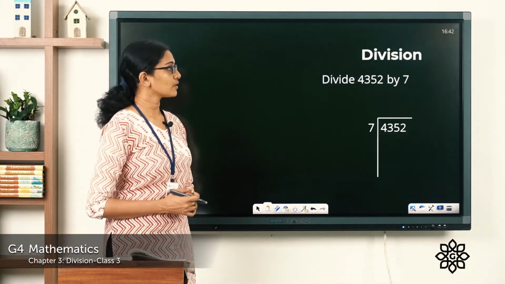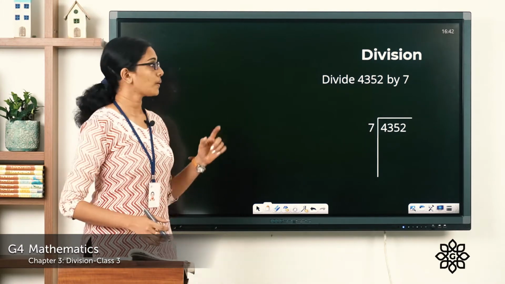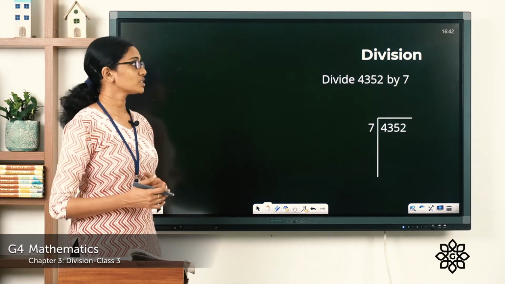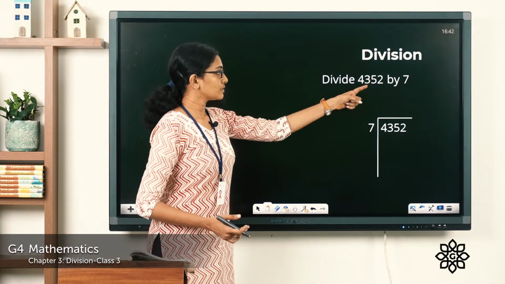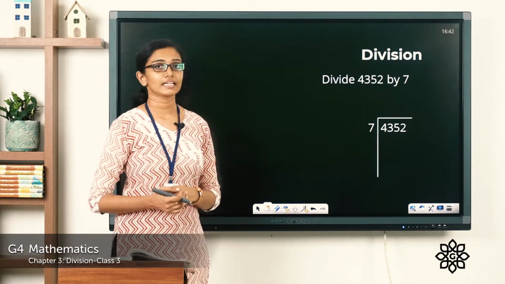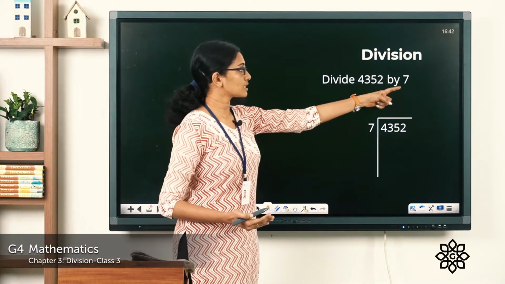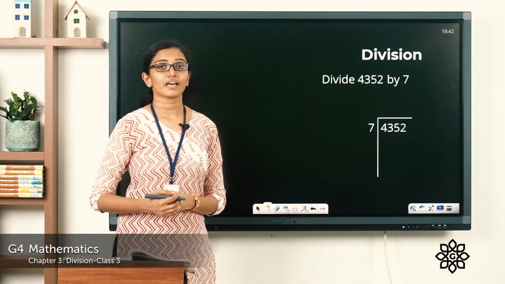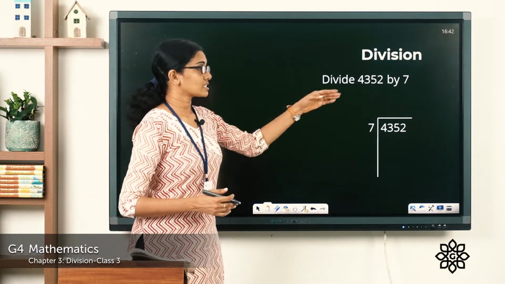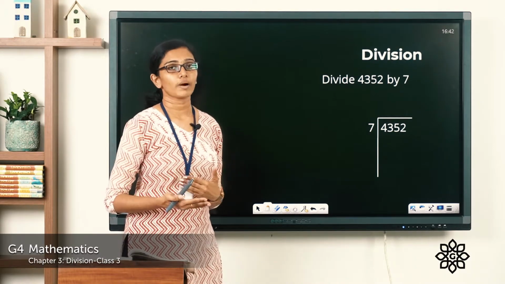Divide 4352 by 7. So which is the dividend here? The dividend here is 4352, the number that has to be divided. And which is the divisor here? It is 7 and it is the number that we are going to divide with.